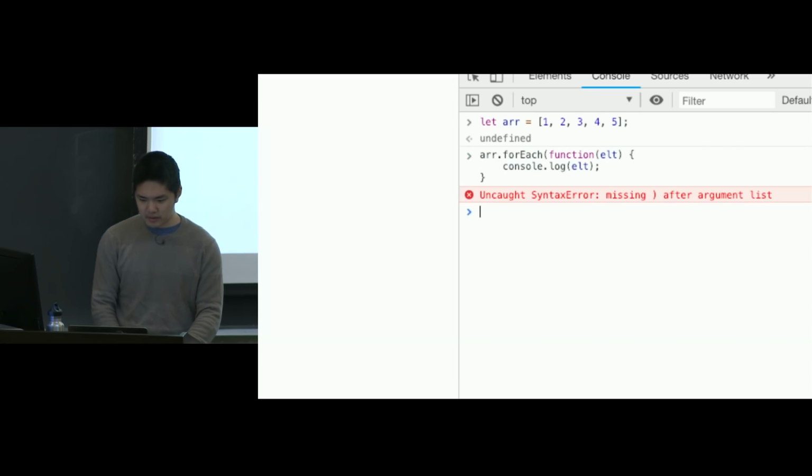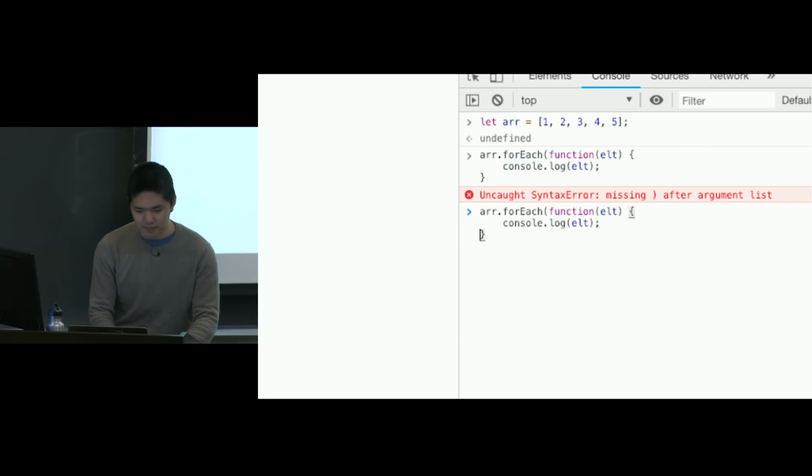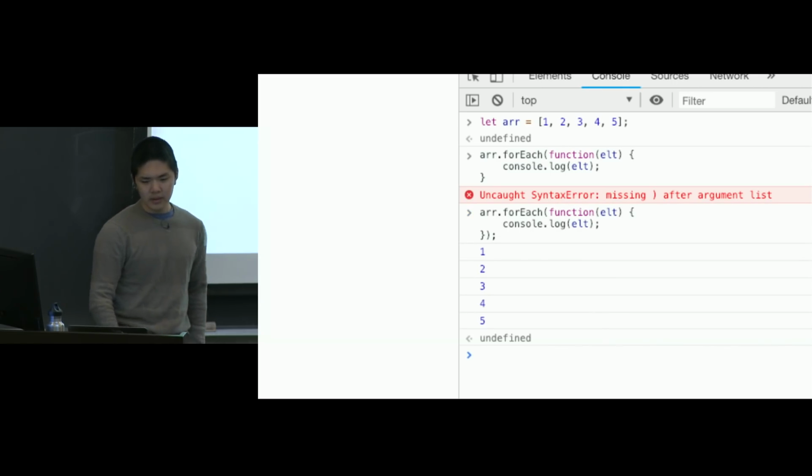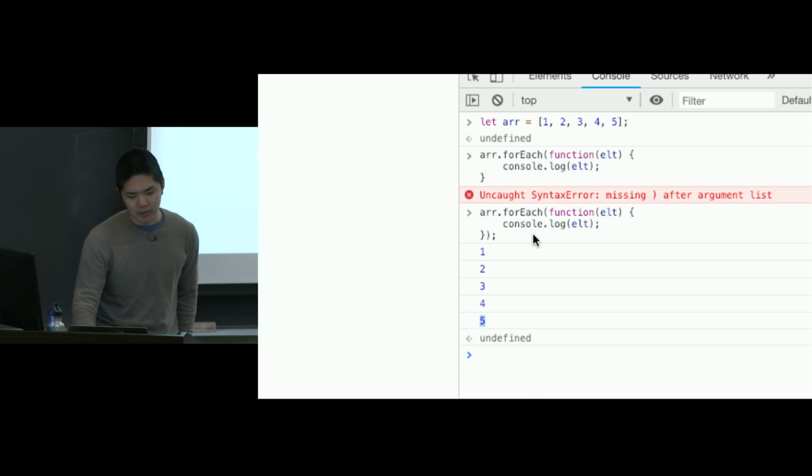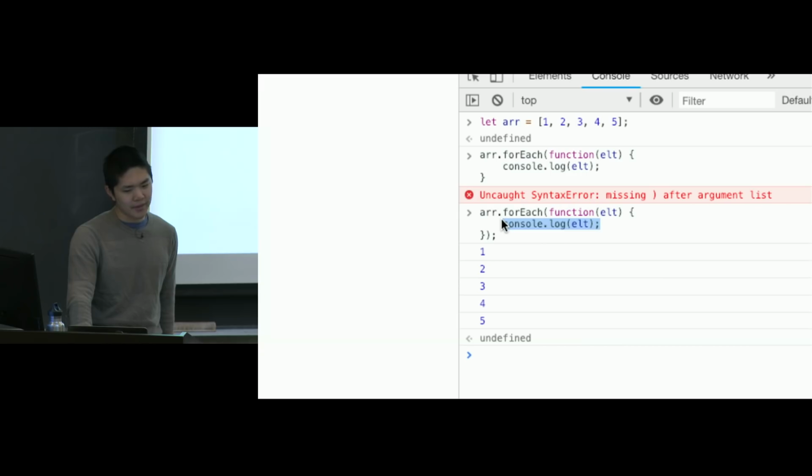And I press return, missing parentheses after argument list. I didn't close the parentheses after the end of forEach. So we'll go ahead and close the parentheses after the end of forEach. And OK, what gets printed out? 1, 2, 3, 4, 5. The undefined is because the forEach itself is not returning anything, so not to worry too much about that. But what I got printed out to the console is 1, 2, 3, 4, 5, because for every element, we just printed out that element.